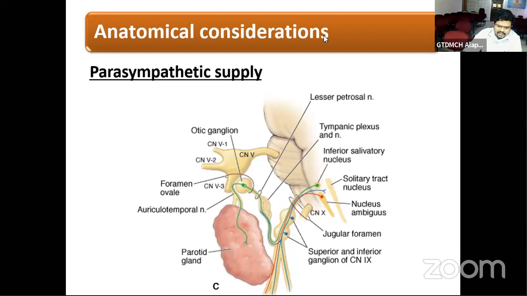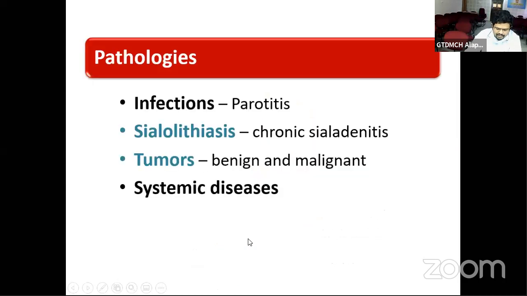Okay, this is the parasympathetic. I have already told you that is the inferior salivatory nucleus. You can see this green line. This is a cranial nerve, glossopharyngeal nerve, through the tympanic plexus, then lesser petrosal nerve. It's a trigeminal. Mandibular branch of trigeminal gives auriculotemporal nerve. Ophthalmic, maxillary, mandibular. This is the auriculotemporal. Through this auriculotemporal nerve, it supplies, can you see this green line? Inferior salivatory nucleus, ninth nerve, tympanic plexus, otic ganglion, auriculotemporal nerve. Okay, this is about the parasympathetic supply.